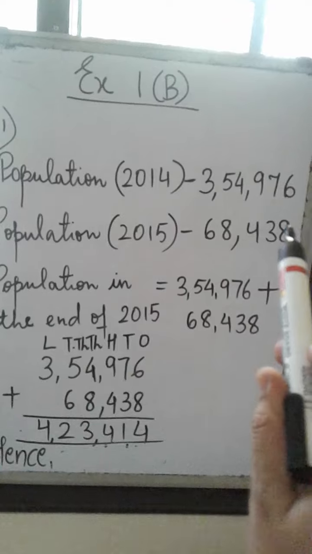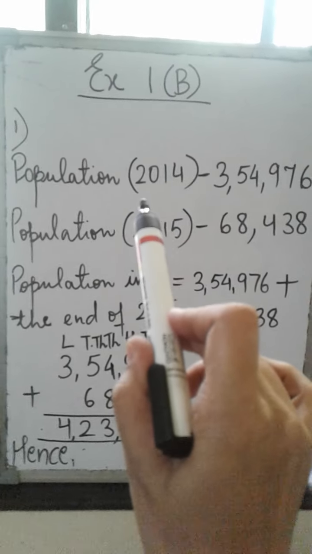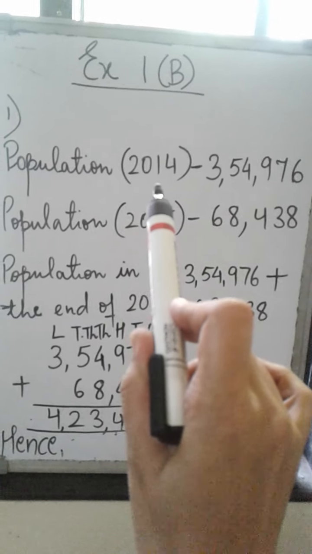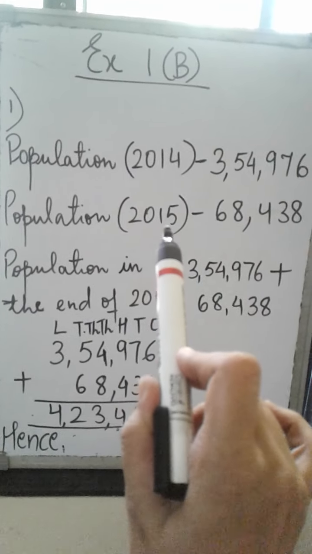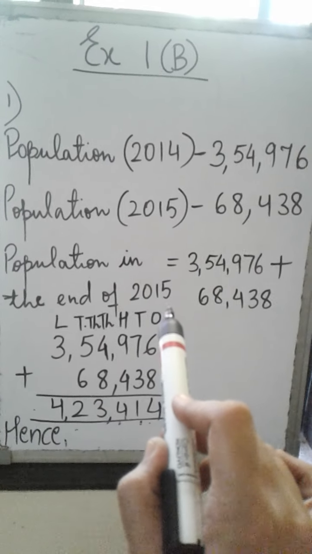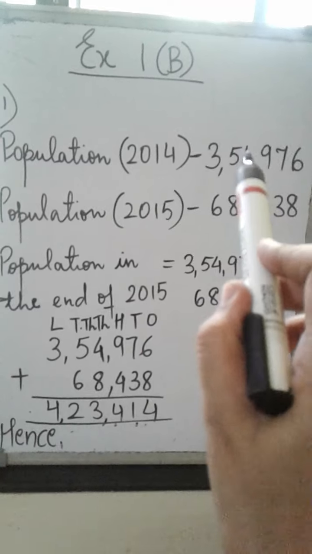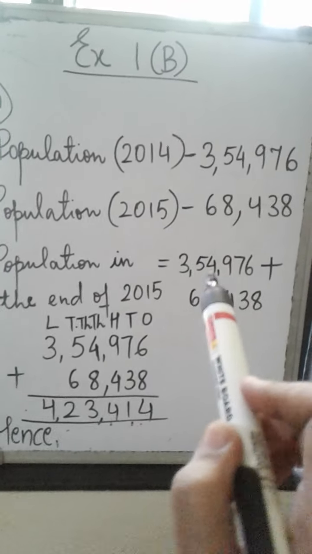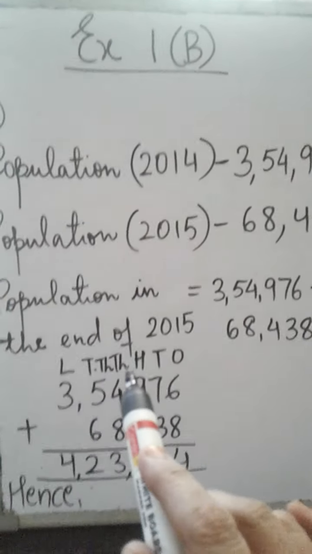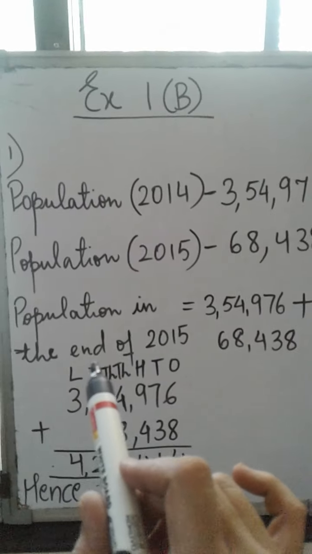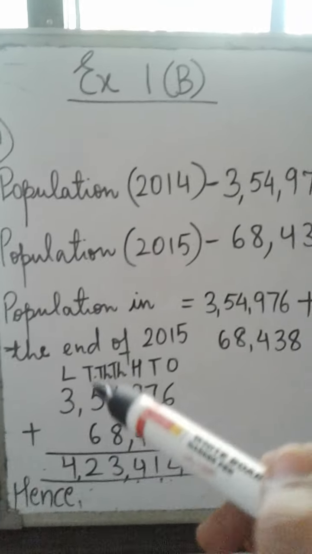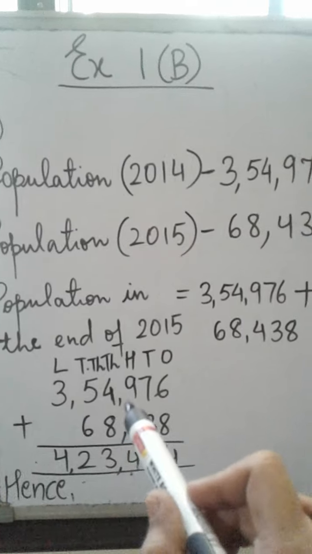So these are the statements. Due to lack of space, I have written population in a very short form. So population in the year 2014, population increase in 2015, and population at the end of 2015 will be the total of 14 and 15. Alright, so we have to add it. So the first part is over, that is what we have to do. Now the second part is how to add.